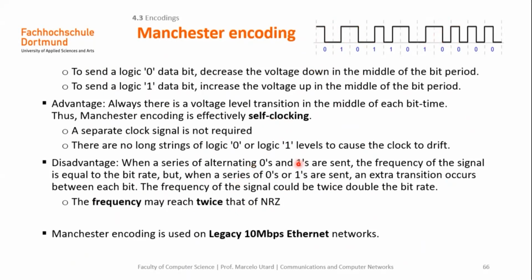Remember that particularity of the Manchester encoding. Remember, Manchester encoding is used on legacy 10 megabit Ethernet networks. This is one of the most popular encoding techniques, but the problem is that we don't use optimally the bandwidth offered by the media.